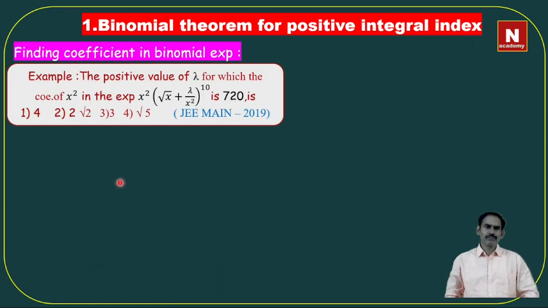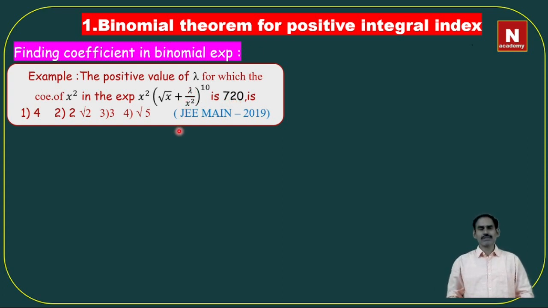Now another problem, finding a coefficient in a binomial expansion. This is a previous JEE Mains 2019 question. The positive value of lambda for which the coefficient of x² in the expansion (x²√x + λ/x²)^10 is 720. The coefficient of x² is given as 720, and they are asking for the lambda value. Lambda is positive here. First, you have to find the coefficient of x², equate it to 720, and we will get the lambda value.